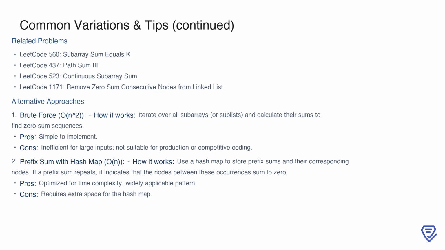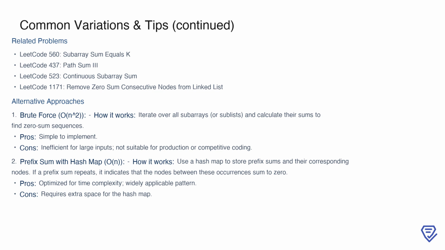A more efficient alternative is the prefix sum technique combined with a hash map, which allows you to solve the problem in O(n) time. This approach involves storing prefix sums and their corresponding nodes in the hash map, and if a prefix sum repeats, it indicates that the nodes between these occurrences sum to 0. While this method is optimized for time, it does require additional space for the hash map, which is a trade-off to consider.